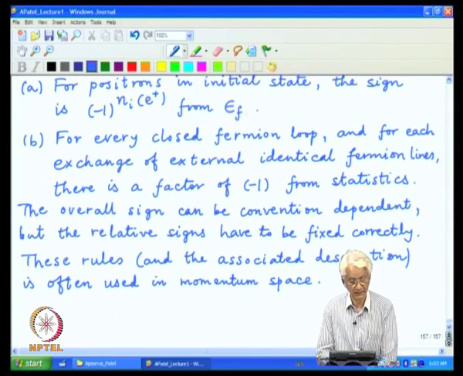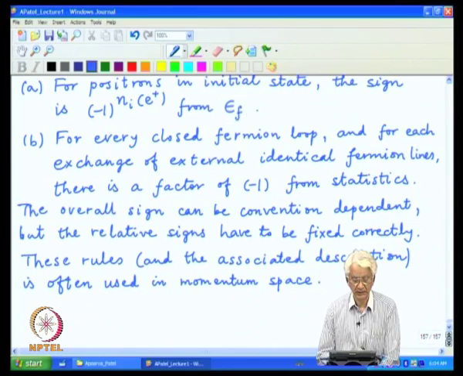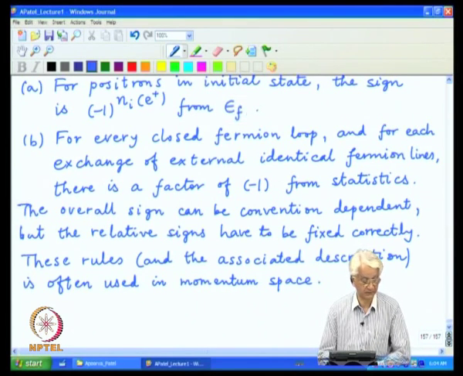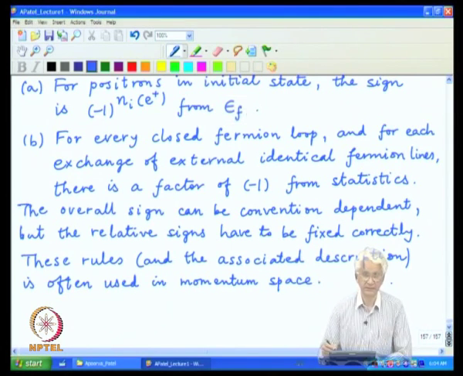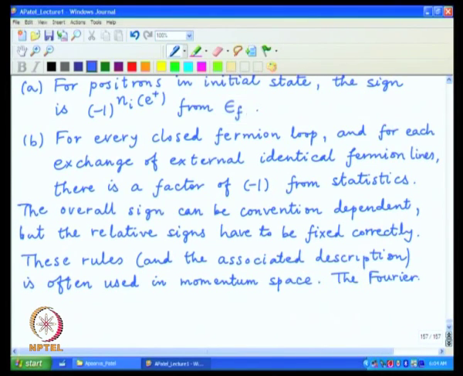in practical calculations these rules are often used in momentum space, which means that we will Fourier transform everything from the coordinate description to momentum space, and that gives rise to a description which is actually simpler, and the reason for it is that the propagators which we have written down look much simpler in momentum space than they look in position space.